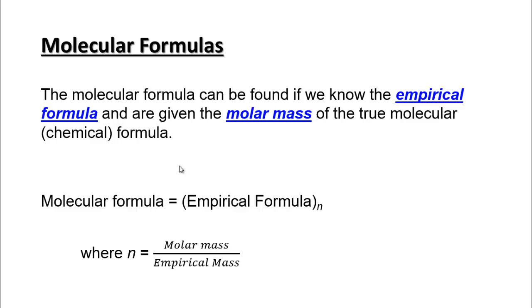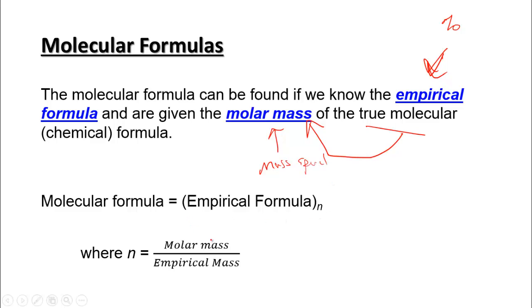Go, go, go. So, molecular formulas, remember, are the true chemical formulas. And you can find them as long as you know two things: the empirical formula and the molar mass of the true molecular formula. So the empirical formula, usually we take percent composition data, and we can get that into an empirical formula. The molar mass of the real chemical, we can actually find that using a mass spectrometer.